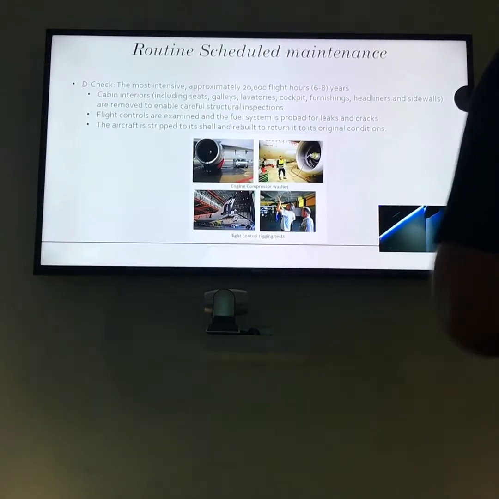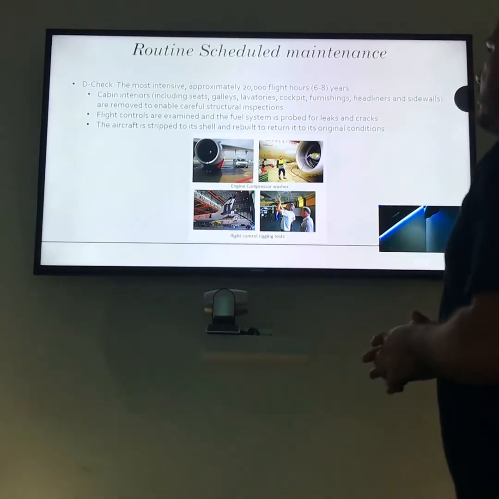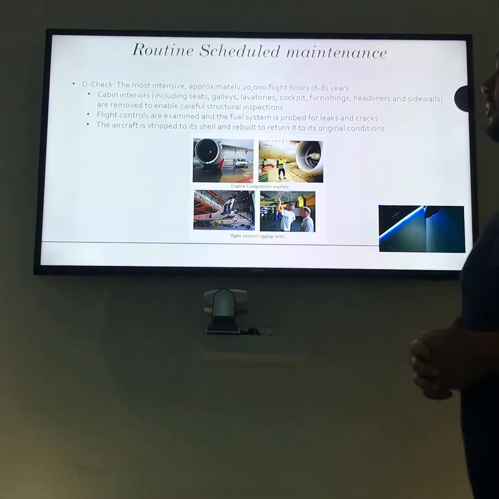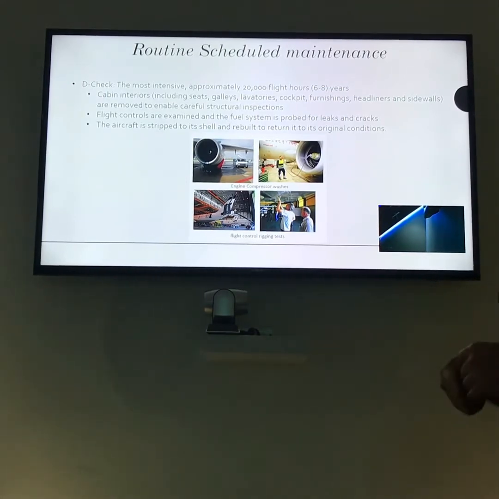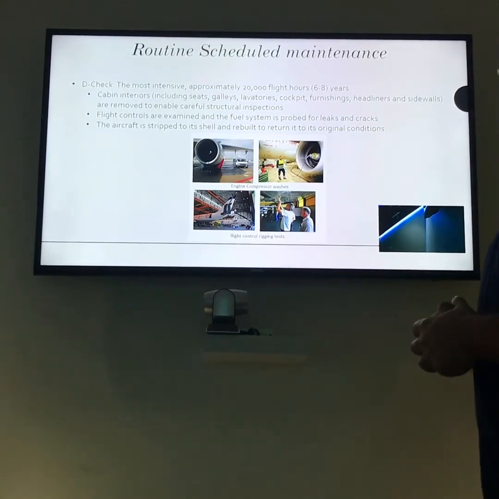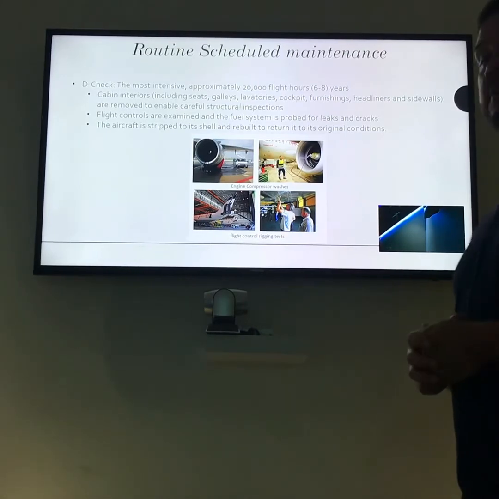A D check is the most intensive, and it's approximately every 20,000 flight hours. It includes cabin interiors, including seats, galleys, lavatories, cockpit, furnishings, headliners, and sidewalls. They're all removed to enable careful structural inspections. Flight controls are examined and the fuel system is probed for leaks and cracks. The aircraft is also stripped to its shell and rebuilt to return it to its original condition.